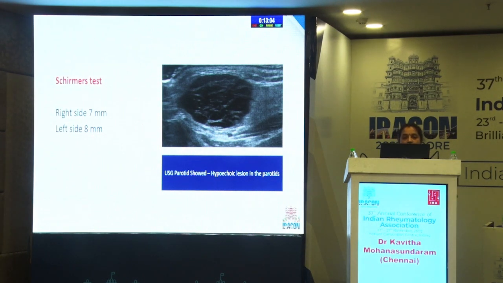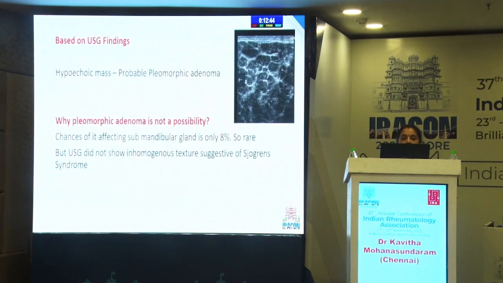Schirmer's test was borderline. It wasn't as low as less than 5, but the right side had 7 mm and the left side was 8 mm. As per ACR/EULAR, it has to be less than 5 to call it positive. Ultrasound parotid showed a hypoechoic lesion in the parotid. As far as the radiologist was concerned, it was probable pleomorphic adenoma.